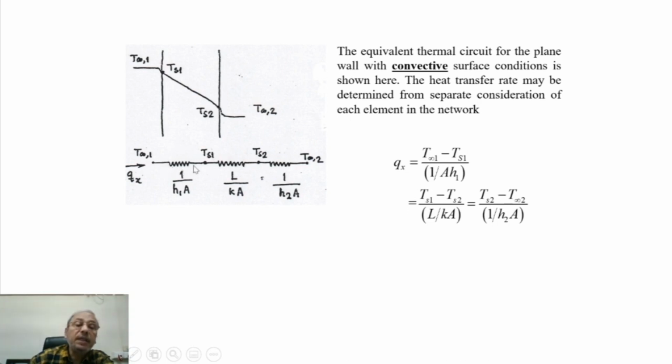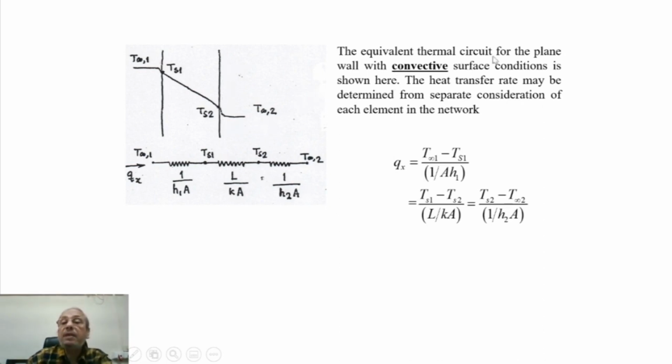Ts1. The resistance is 1 by h1A. Between Ts1 and Ts2, for this slab of width L, the resistance is L divided by kA, and between Ts2 and T infinity 2, the resistance is 1 by h2A. So this resistance is 1 by h1A, this resistance is L by kA, thermal conductivity, and this resistance is 1 by h2A. h2 is the film heat transfer coefficient of this surface.